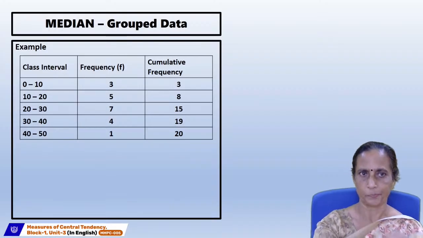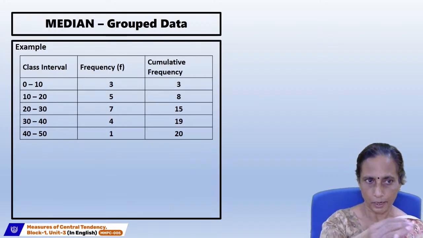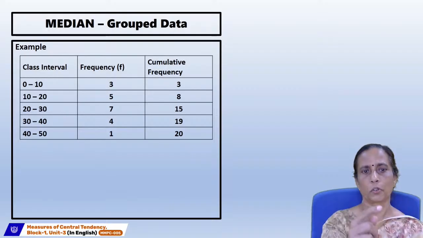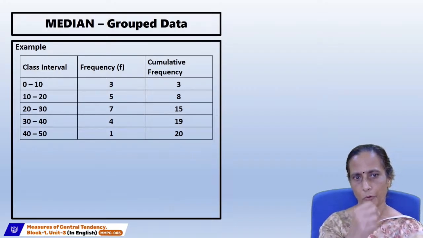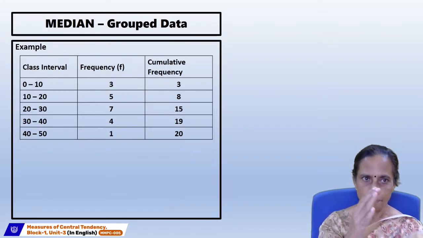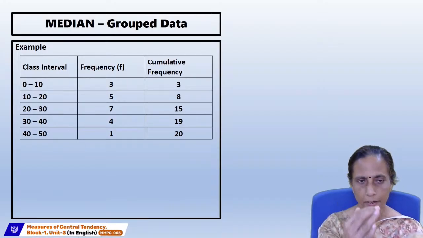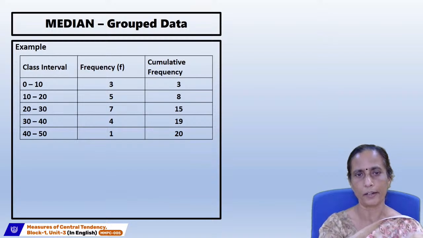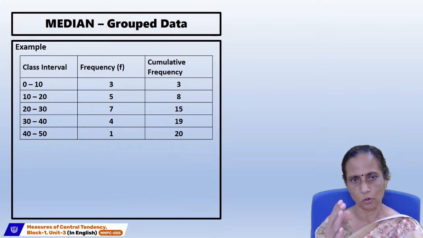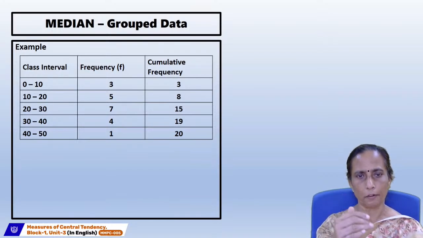In this case, we are having, suppose say, 3, 5, 7, 4, 1. So for calculation of your median, in case of your group data, we have to have one more column, that is cumulative frequency.